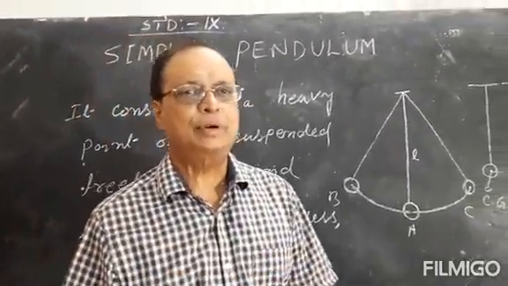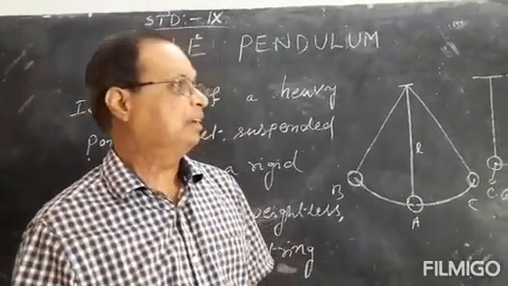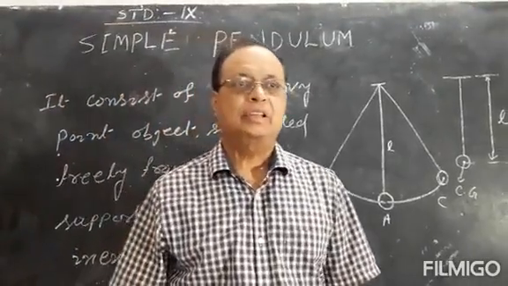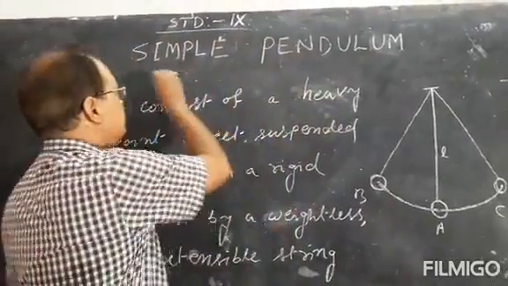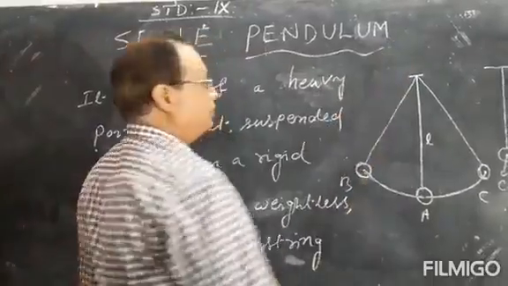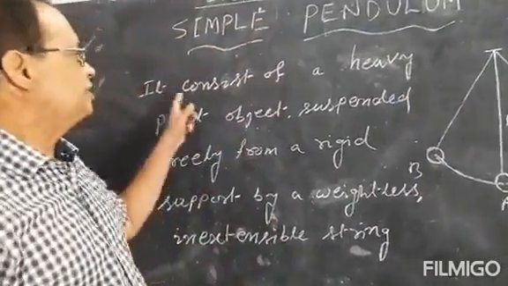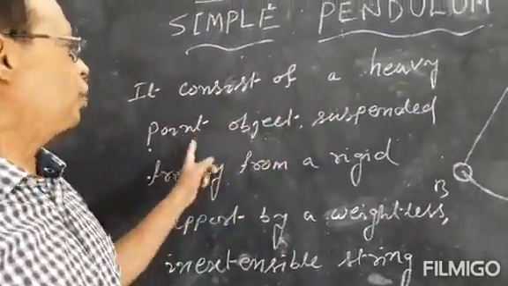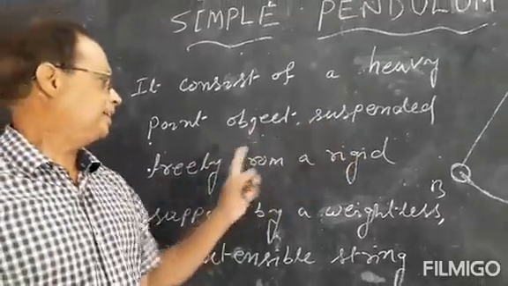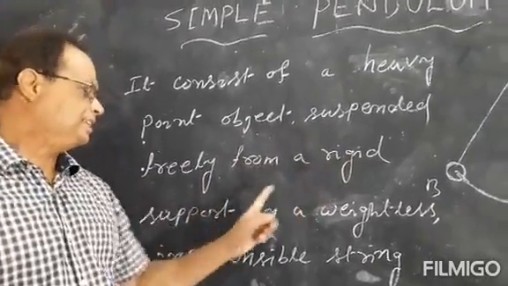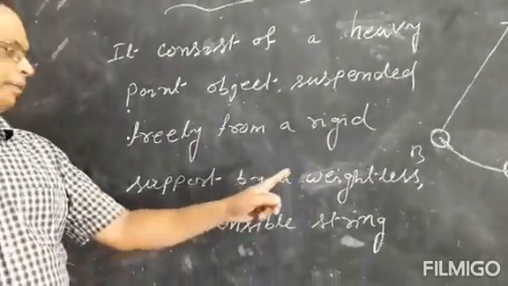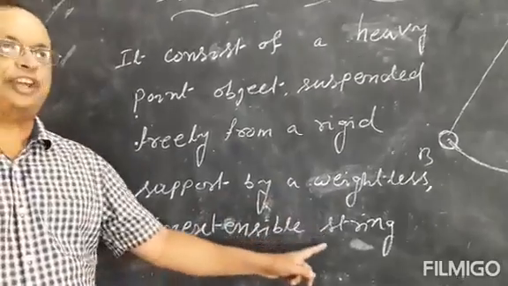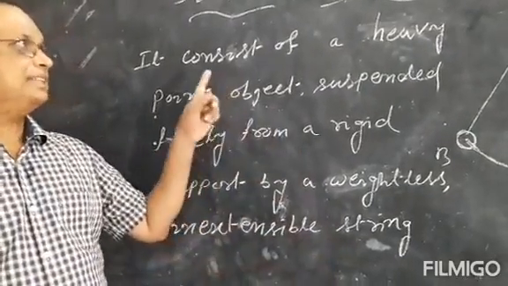Today we will discuss the simple pendulum. Now what is a simple pendulum? A simple pendulum consists of a heavy point object suspended freely from a rigid support by a weightless inextensible string. This is the definition of a simple pendulum.